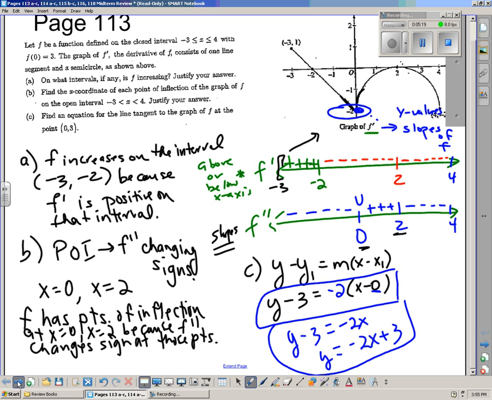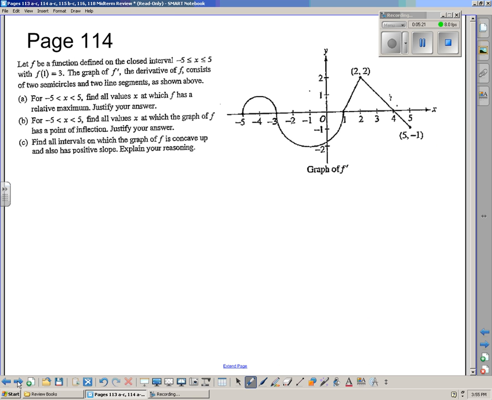All right. Number 114 is a similar type question. And that's what's nice about this book. It's organized in this fashion that you have these similar type questions. It says, let f be a function defined in the closed interval -5 to 5 with f of 1 equals 3. The graph of f prime consisting of 2 semicircles and 2 line segments is shown above. Okay, so I am going to draw the number lines again. They gave me f prime. If I'm drawing an f prime number line, I'm looking if we are above or below the x-axis.